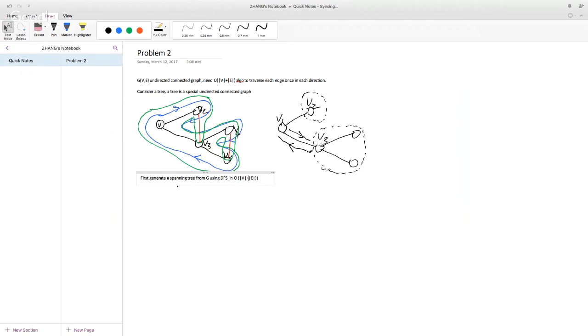Linear time. Let's denote the spanning tree as T. Now we start our make path routing as U.